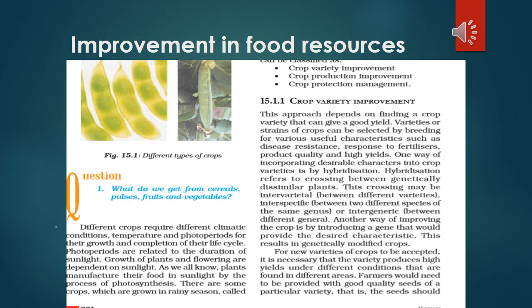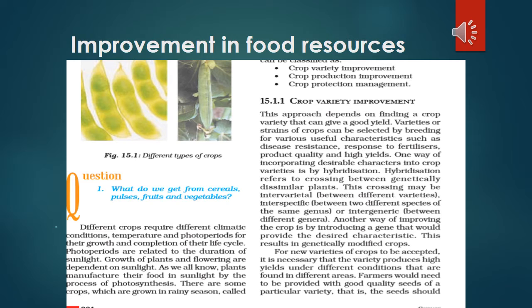So now continue. And we know that we have to follow these three important factors when we go for food production. Number one, crop variety improvement. And number two, production improvement, and we have to protect our crop management.